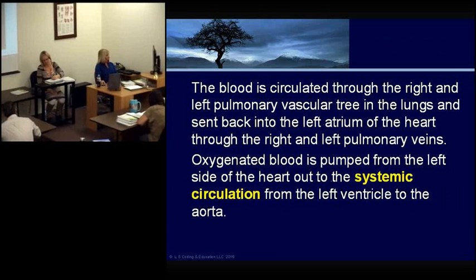Then that blood is circulated through the right and left pulmonary vasculature in the lungs and sent back into the left atrium and heart through the right and left pulmonary veins. So if it's coming back after picking up oxygen, and it's coming back through veins, that is the only time you have oxygenated blood in a vein. The only time you have deoxygenated blood in an artery is going to the lungs; coming back, it is oxygenated and it's in a vein.